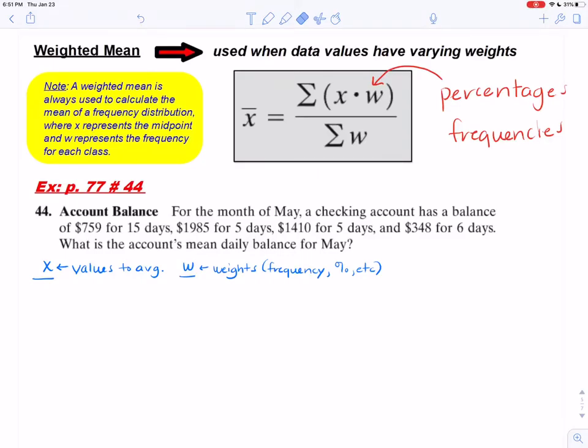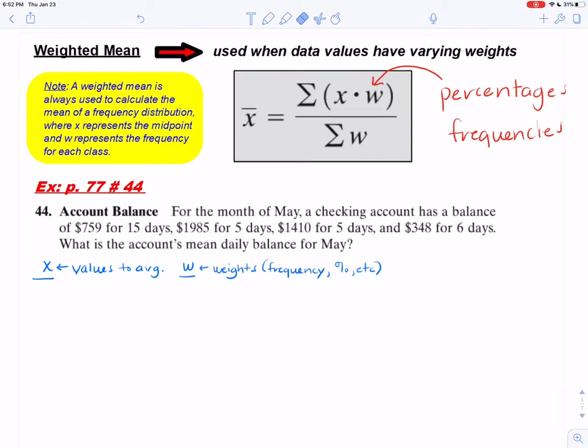Okay, so continuing where we left off, I wanted to give you a little bit more information about the weighted mean. We began this problem in class and we talked about the fact that weights are percentages or frequencies, any values that cause one data value to count more than another. And so we talked a little bit about how this formula would work.